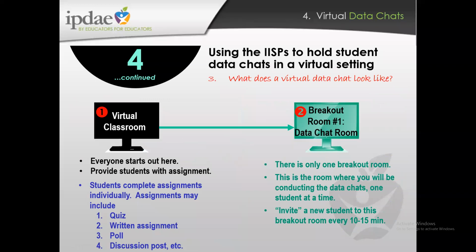Now, this visual shows a slightly different option. Here, you can provide your virtual class with any type of activity or assignment, such as a quiz, a written assignment, or maybe even a discussion post where they can go back and forth. The students are going to remain in the main virtual classroom while you move to a breakout room. Notice that in this diagram, you only have one breakout room where you will be holding the data chats. All of the other students are working independently on their assignments. While your class is working hard, you invite one student at a time to your breakout room in order to conduct his or her individual data chat.